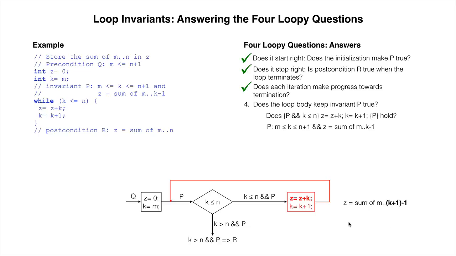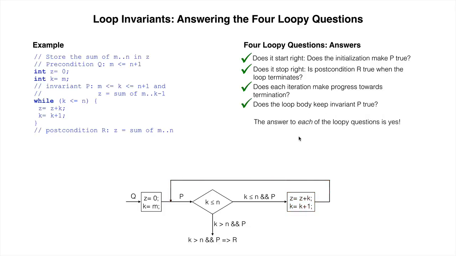The next line of code increments k by 1. K is now equal to k plus 1. This means that we should replace k plus 1 in the expression with k. Z remains the sum of m dot dot k minus 1. We have now shown that the loop body keeps the invariant p true. The answer to the fourth loopy question is yes. The answer to each of the loopy questions is yes. This means that the loop has been proven correct.